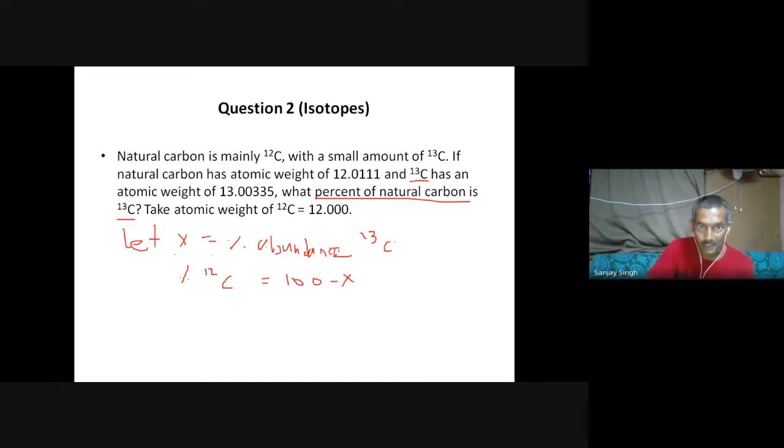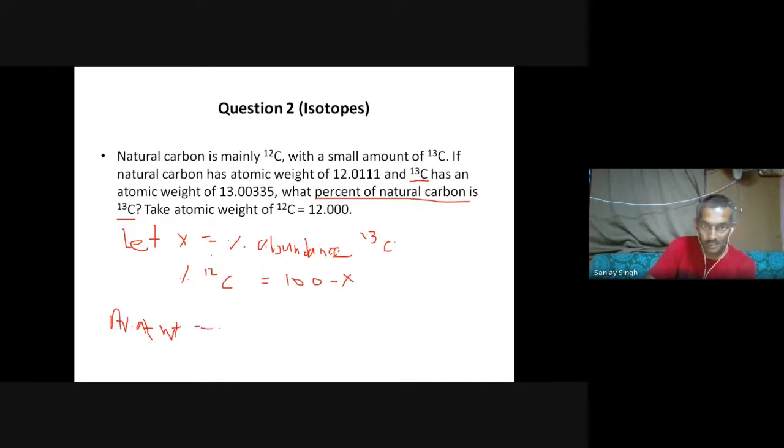First, let X be the percentage abundance of carbon 13, and if you want to find the percentage of carbon 12, then it is the total percentage minus the percentage of carbon 13, that's your X. So you're going to use the same formula as you used in question number one. Your average atomic weight. I just use the short form.